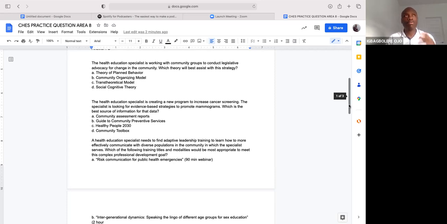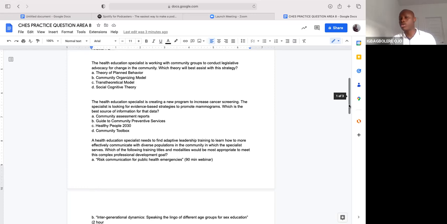These theories have different categories. We have the community level, the interpersonal level, and the intrapersonal level. The transtheoretical model is not a community-based approach. It is a personal approach. A personal approach is not going to work at all for this question, because the question is about legislative advocacy in the community. So we are taking that out. Now we're left with options B and C.